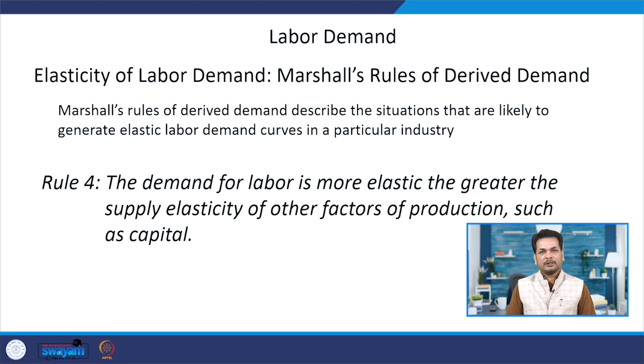Well, coming to the fourth rule of Marshall's derived demand, the fourth rule says that the demand for labor is more elastic the greater the supply elasticity of other factors of production such as capital. In the process of production we use so many factors of production, so many inputs. Elasticity of demand for labor depends on the supply elasticity of other factor inputs. We have assumed that the farms can hire as much capital as they want at the constant price R.